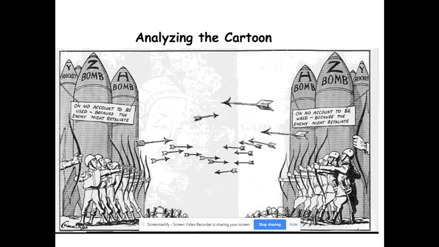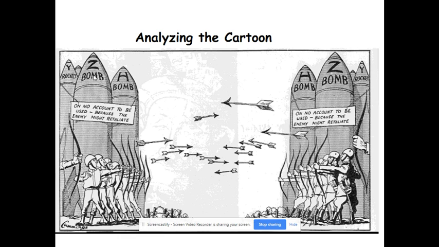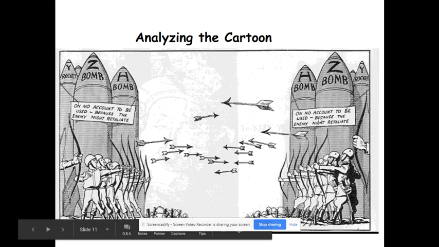Represented in this cartoon over here, you've got the United States with their arsenal of nuclear bombs, the Z bomb, H bomb. All of these are just referencing different types of bombs. The hydrogen bomb is an advancement of the atomic bomb that was used at the end of World War II in Japan. While we developed these, the Soviet Union was also developing them, and they're represented over on this side.